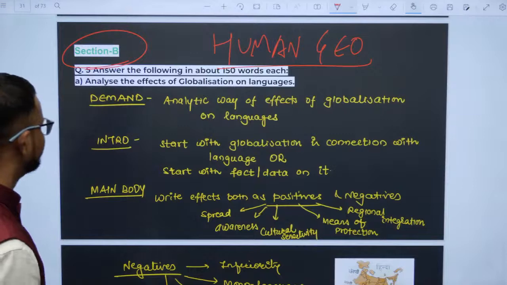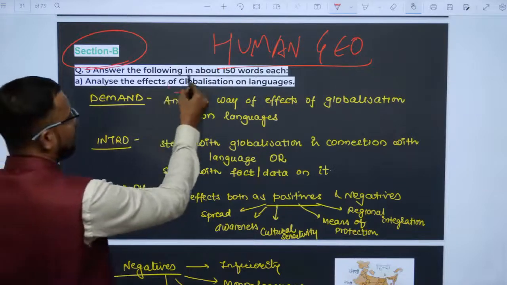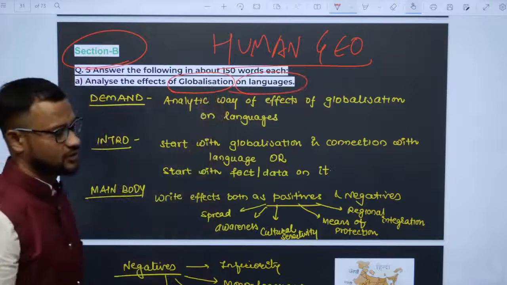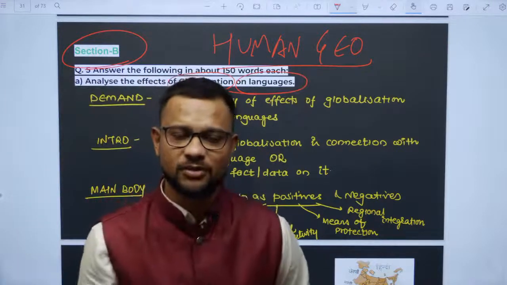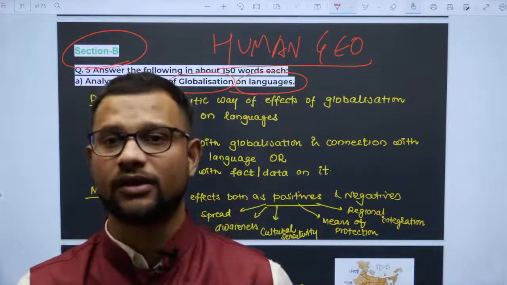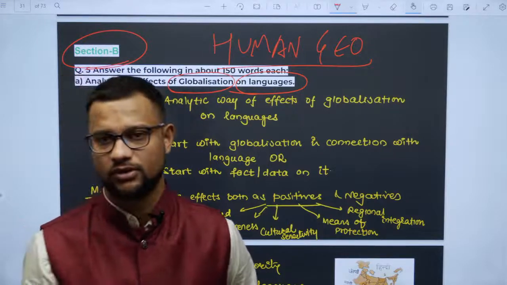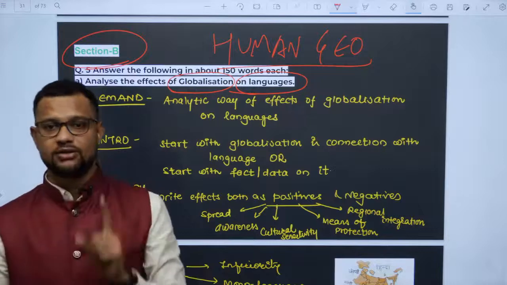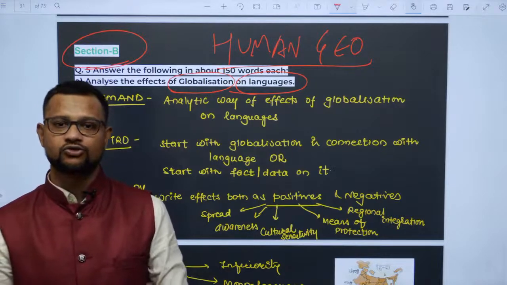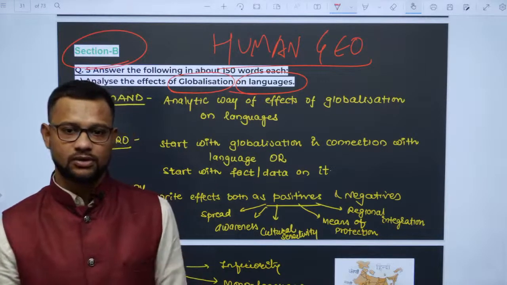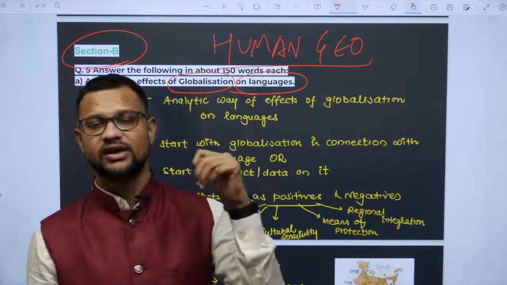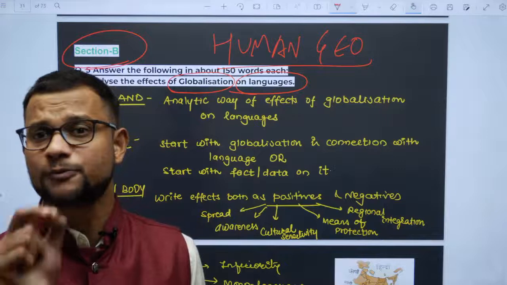Now over here: analyze the impact of globalization on languages. Now guys, look, this question can be made in GS3 also, yes, and even society you can connect it with GS1, but the thing is as it is asked in optional, you are not supposed to write in a GS way. You have to be more specific, for optional perspective.